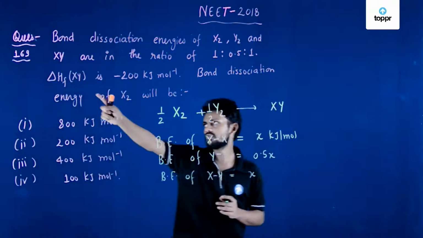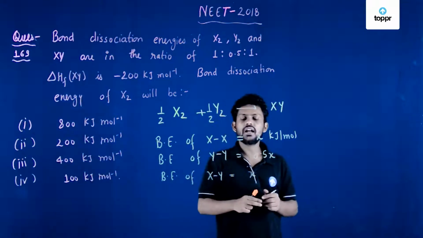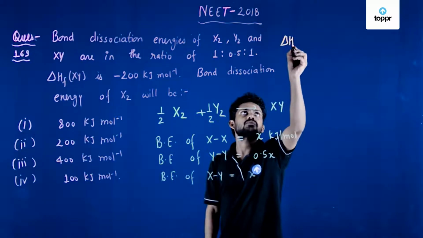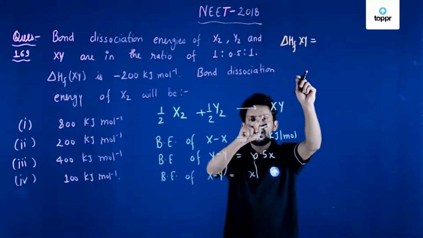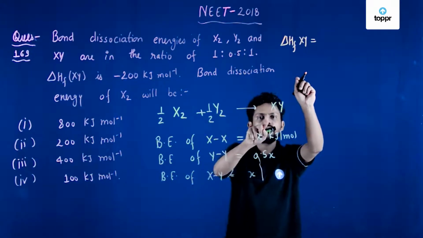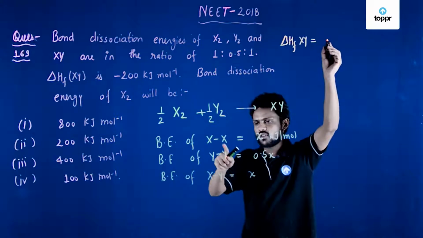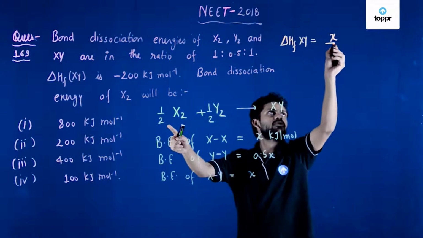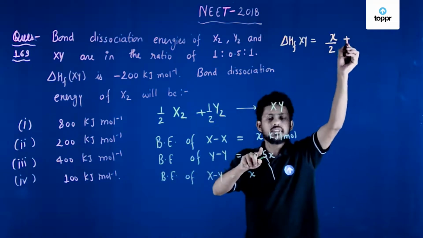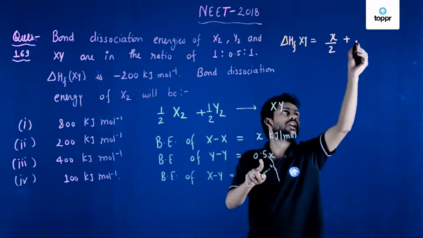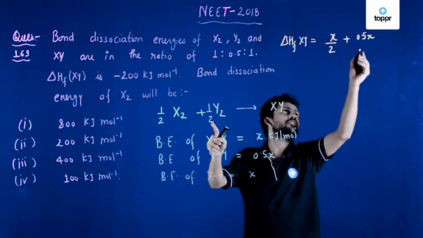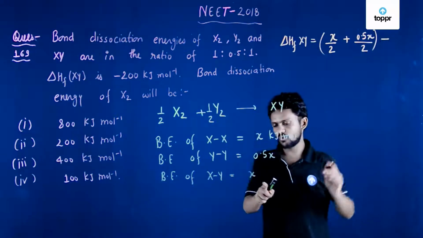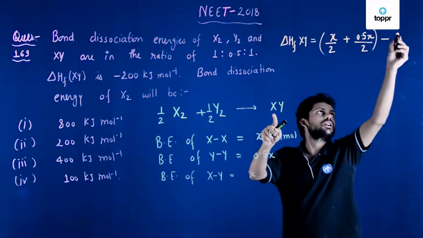So this is bond energy, don't confuse it with the heat of formation. Now we know that we can write heat of formation in terms of bond energies: it is simply the bond energy of reactants minus the bond energy of product. The bond energy of the reactant X is x, but the coefficient is half, so this will be x by 2, plus for Y it is 0.5x, again with coefficient half. This combined is the bond energy of reactants, minus the bond energy of product, which is again x with coefficient 1, so I simply write x here.